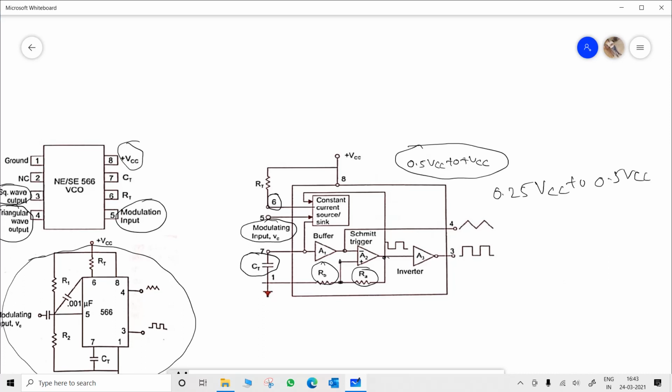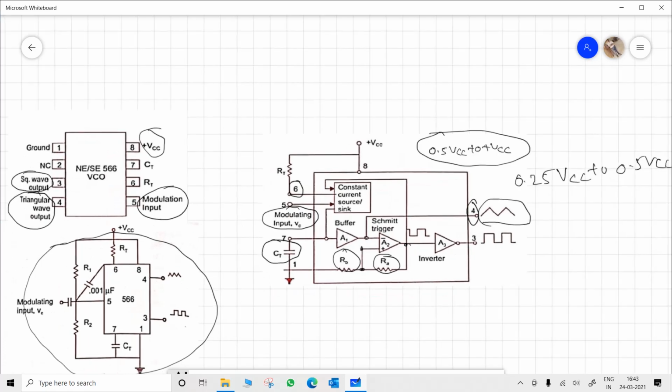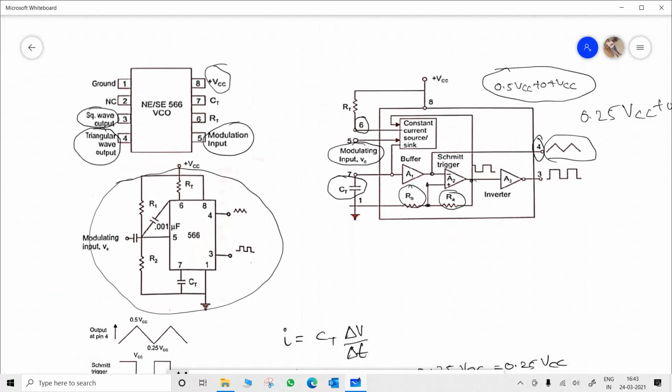hence we are going to obtain a triangular waveform across the capacitor. You can obtain this voltage at terminal number 4. So you are obtaining a triangular waveform at terminal number 4. The voltage is varying between 0.25 VCC and 0.5 VCC, and then we are obtaining a square wave at the Schmitt trigger.